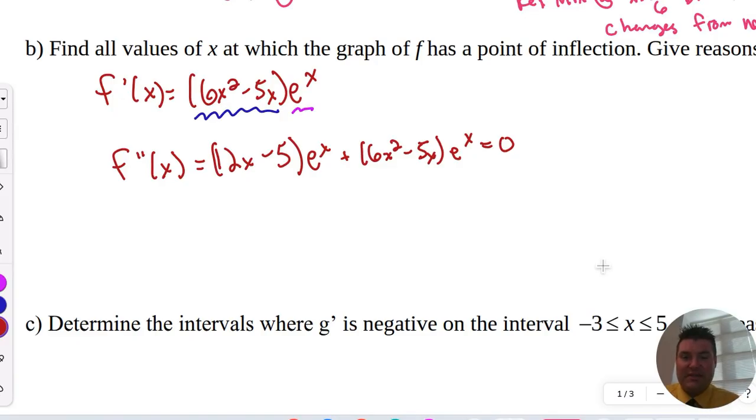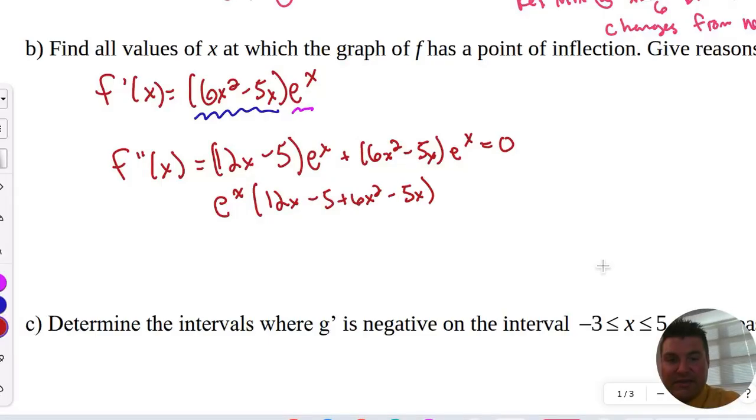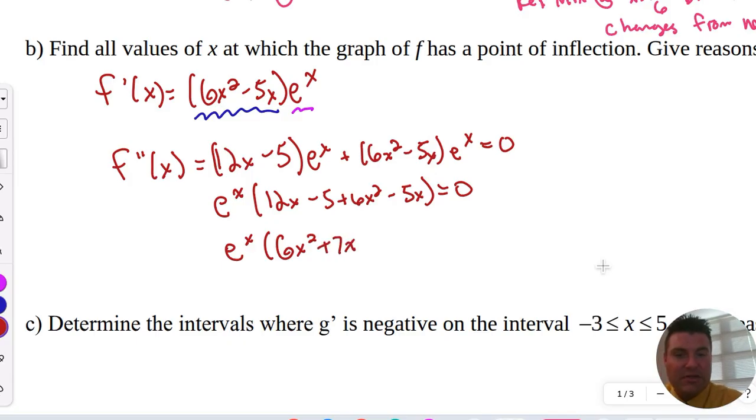I have a GCF of e to the x, so I'm going to take out an e to the x, and then it's going to leave me with 12x minus 5 plus 6x squared minus 5x. I think I can clean up the inside: 6x squared plus 7x minus 5 equals 0. Let me know if I'm wrong here in the comments. If I'm right, also let me know in the comments.